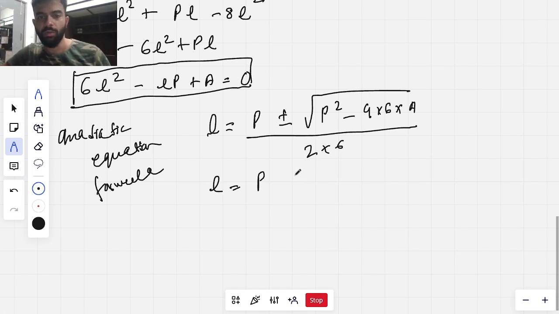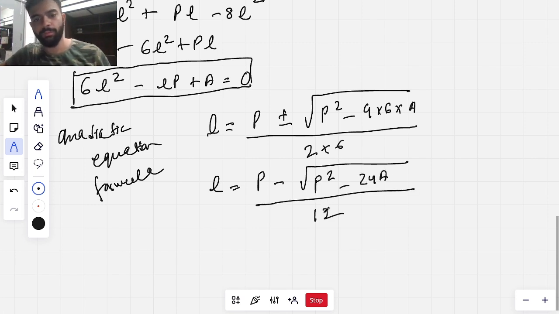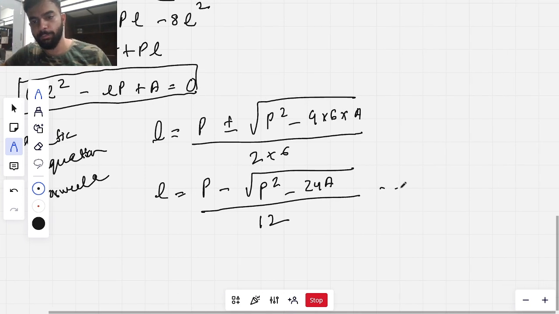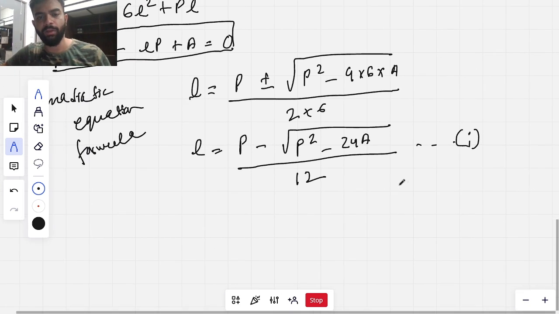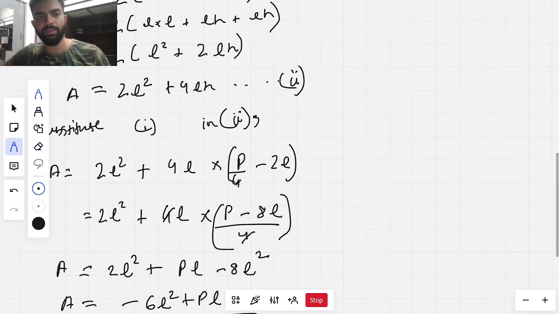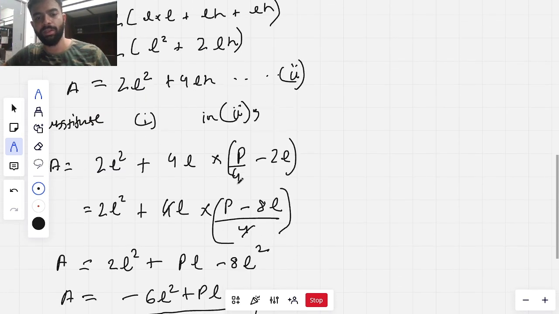In case of plus minus, what can I write? Minus, because we have to remove the negative term, because if we take plus, there will be a negative term. If you compute, you will get to know. So it will be P minus root of P square minus 24A by 12. So this is our length, and we have a height, P by 4 minus 2L.